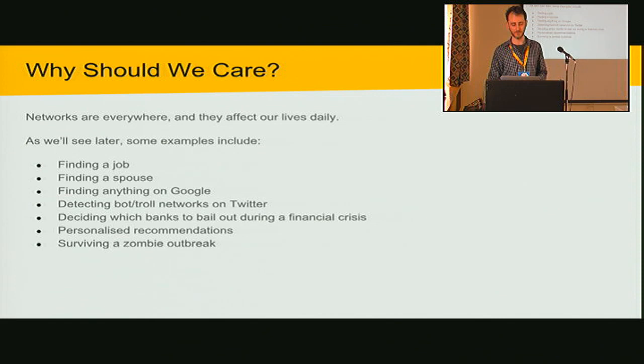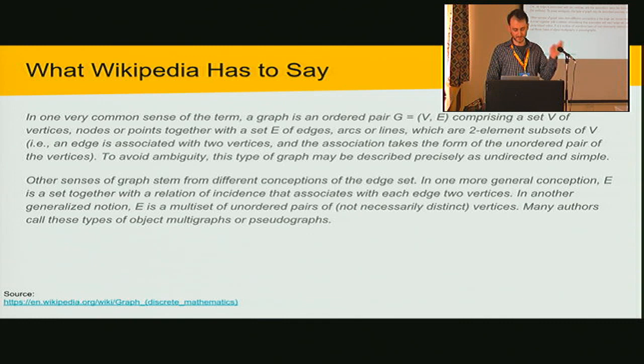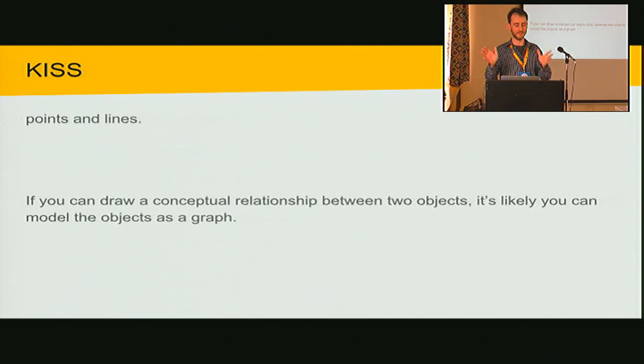So what's network analysis? What Wikipedia has to say, in one very common sense of the term, is that a graph is an ordered pair, G = (V, E), comprising a set V of vertices, nodes, and so on. That's the long way. You can read better than I do. Let's do a watered-down definition. Watered-down. Keep it simple. Points and lines. Okay? That's what you need to remember today.